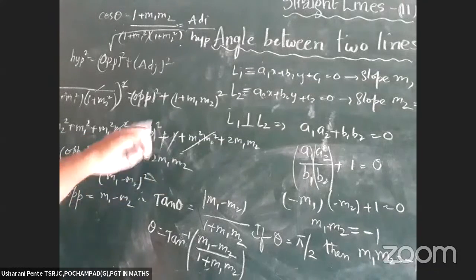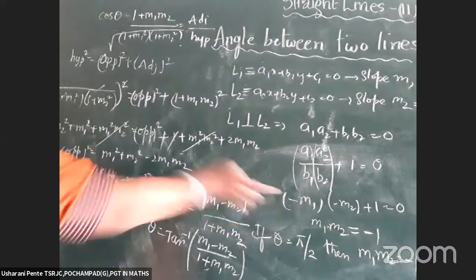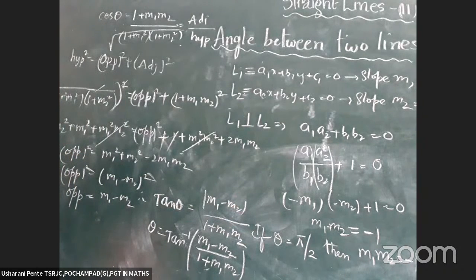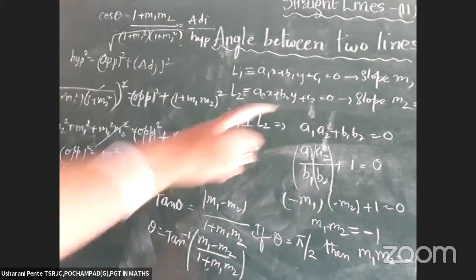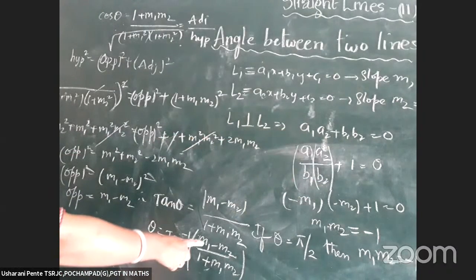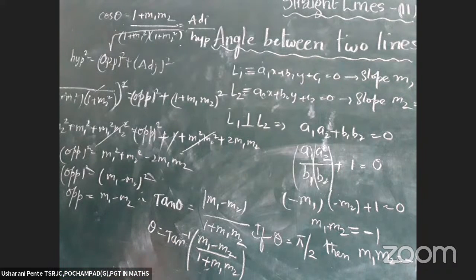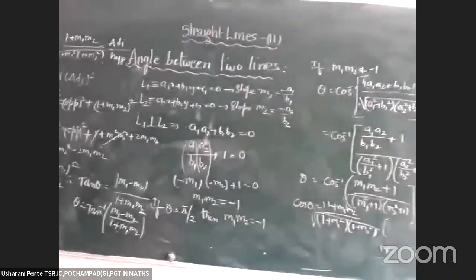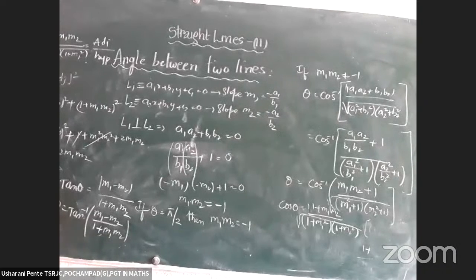If the two given lines are perpendicular, then this is the condition: m1 into m2, the product of the slopes, is equal to -1. What if the given lines are not perpendicular, that is, non-vertical? Then theta is given by tan inverse of (m1 minus m2) by (1 plus m1 into m2), where m1 and m2 are the slopes of the given lines L1 and L2.